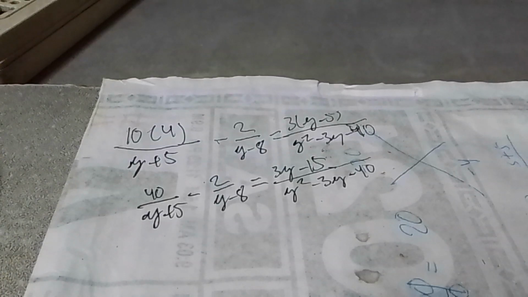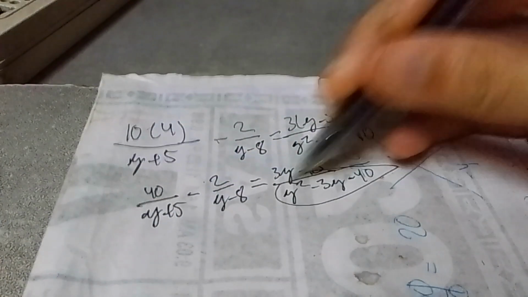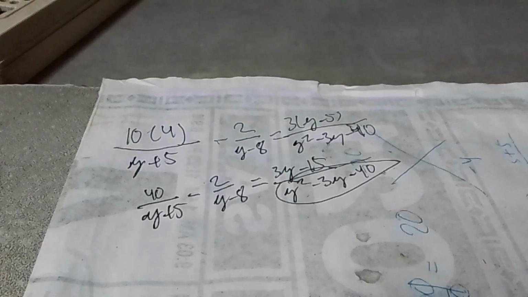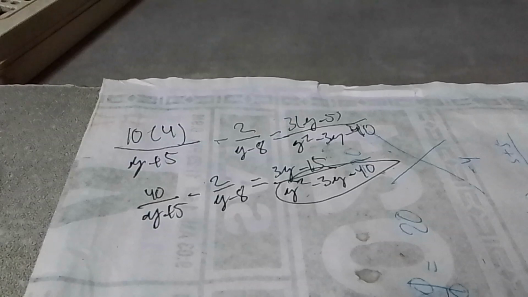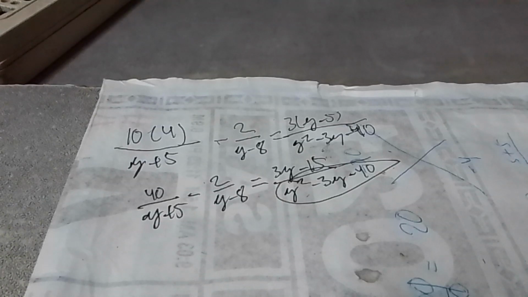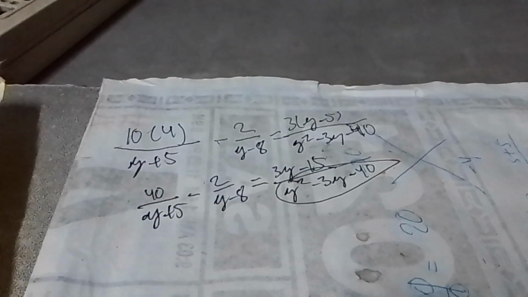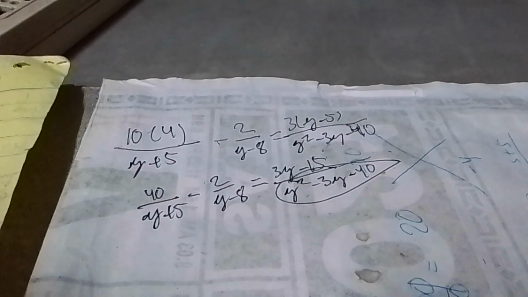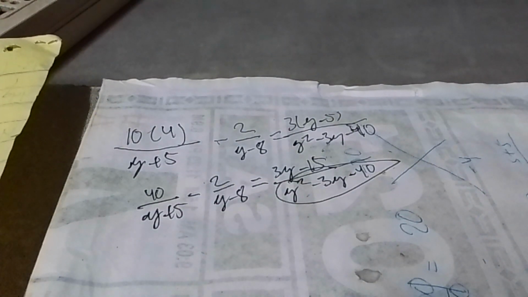Now, just like what I said, when you go to the right, you need to factor out that equation. Remember, we have a quadratic equation right over here: y squared minus 3y minus 40. Take note, you can factor out that quadratic equation, because you need to factor out the number. So we need to factor y squared minus 3y minus 40.